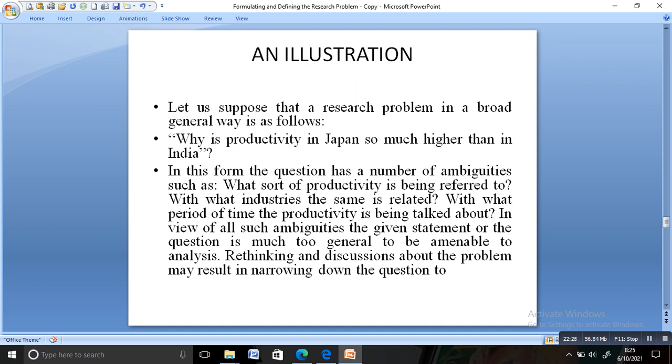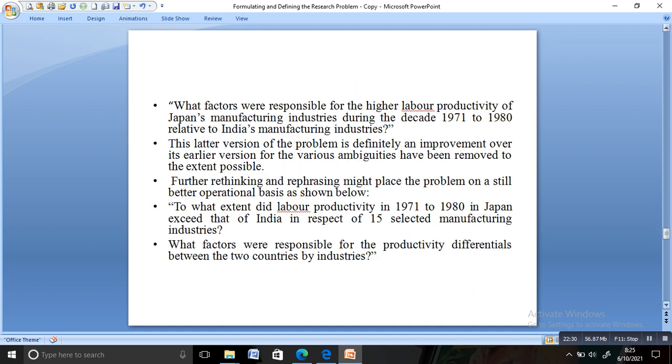Then further they have defined the question. To what extent did the labor productivity in 1971 to 80, the period is mentioned, in Japan exceed that of India in respect of 15 selected manufacturing industries. So they have selected only 15 manufacturing industries, and with those 15 manufacturing industries, it is better and easier. So here the last question is comparatively easier to do. So you have to define your problem in such a way that it should be possible to do in a particular time period.